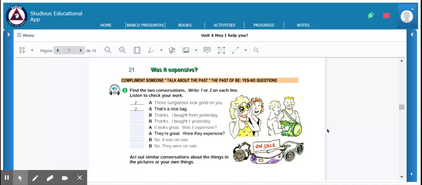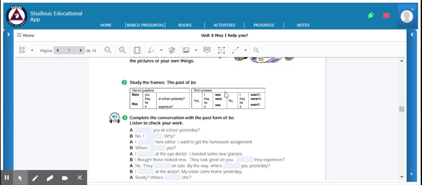It says, compliment someone. Find the 2 conversations, write number 1 or number 2 on each line. Listen to check your work. So right here we have 2 different conversations. We have a couple of friends checking out some sunglasses, and then we have a couple of guys that are talking about probably a gym bag. Okay? So, number 1, those sunglasses look good on you. You write a number 1 because it's talking about the first conversation the ladies are having right here on the side. You're going to write number 2 because you're talking about the second conversation. That's a nice bag. So you know you're not talking about the sunglasses. You're talking about the gym bag.